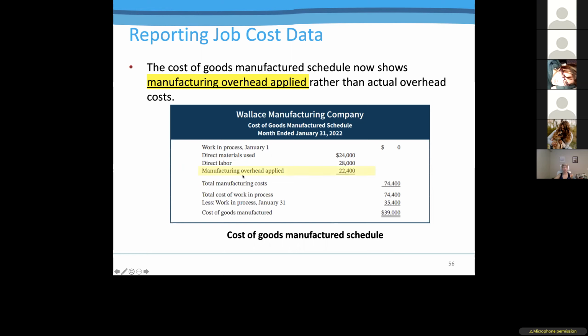It's very important that you know this manufacturing overhead is not the actual manufacturing overhead. This is the overhead you applied, based on the calculation. So this is the manufacturing overhead applied, not the actual one. Then you have a total, so beginning plus total manufacturing cost gives you the total cost of work in process. Then you subtract the ending balance of work in process, and you get the cost of goods manufactured. So I just want to bring your attention to this: the manufacturing overhead here is applied, not the actual.